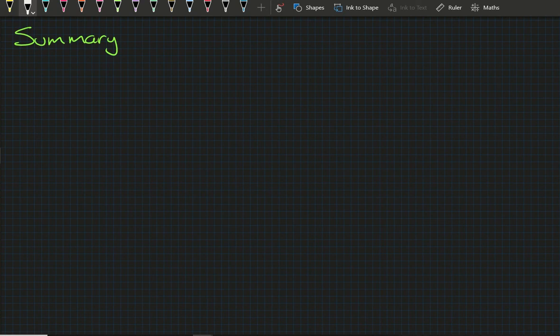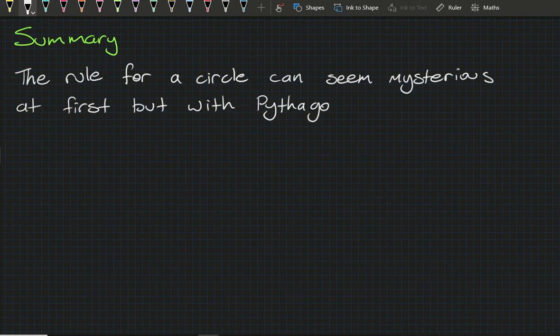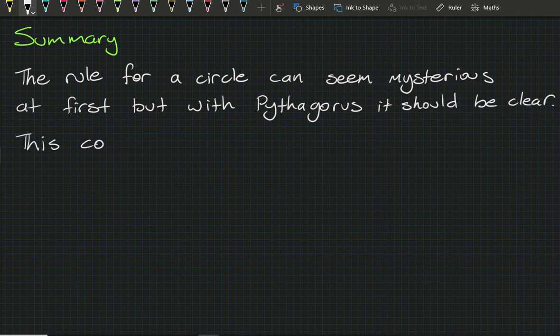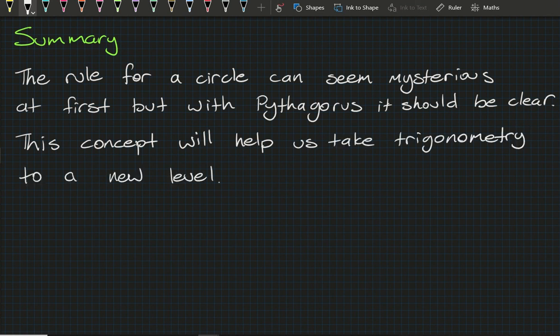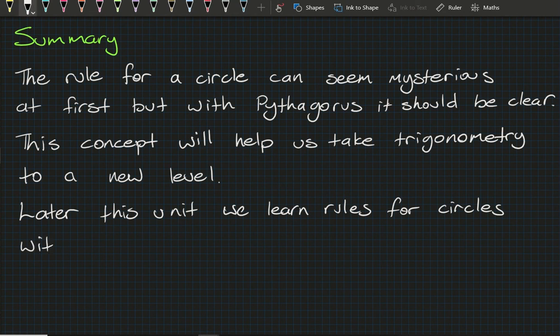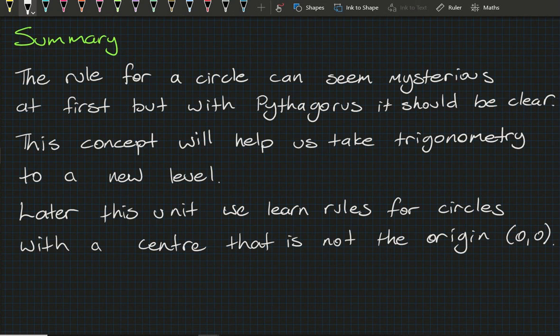The rule for a circle can seem mysterious at first, but once we've used the Pythagoras theorem, it should seem pretty clear. And this concept of applying Pythagoras to a circle will help us take trigonometry to a new level. But more about that later on in the year. And later on in this unit though, we're going to learn rules for circles that have a center that is not in the origin, i.e. 0, 0.